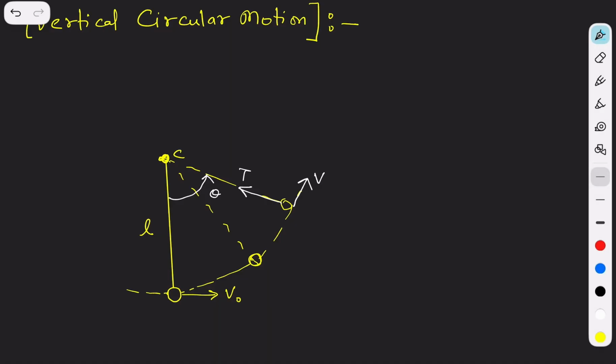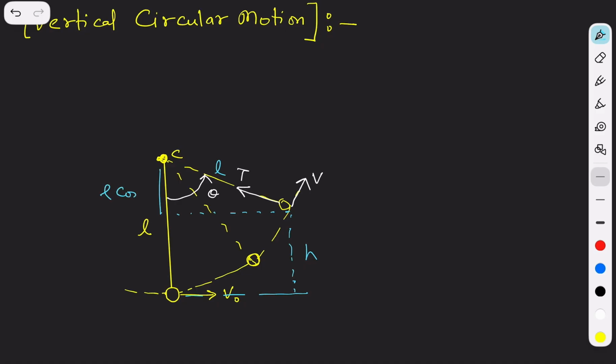So how much work is done by the weight of the body? The particle has gone up to this much height. If this is L, this height will be L cos theta. You can see this right angle triangle.